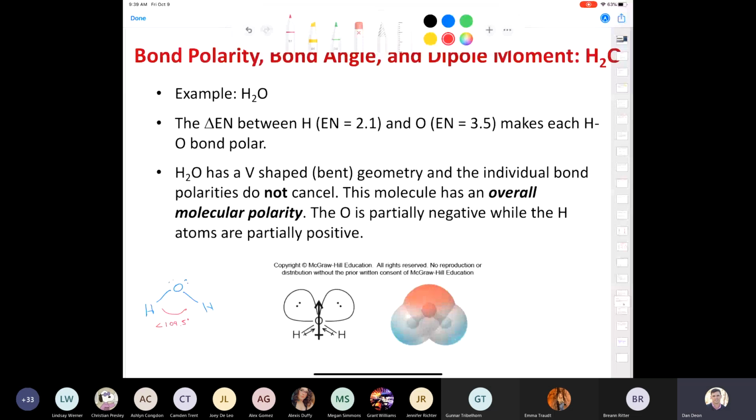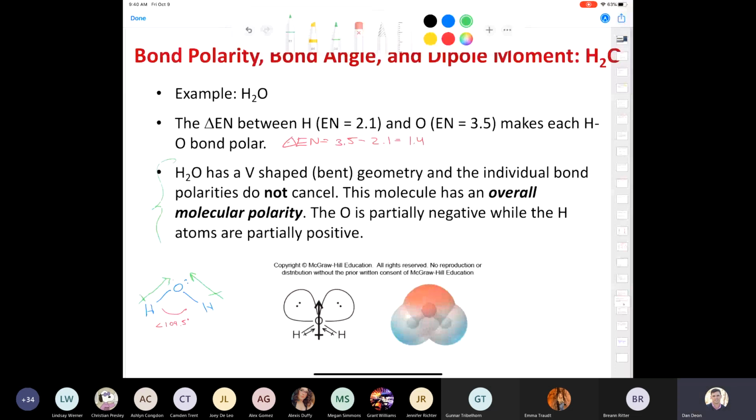Are there polar bonds in water? Absolutely there are. The difference in electronegativity between hydrogen and oxygen, 3.5 minus 2.1, is 1.4. That's a pretty polar bond. So we have two polar bonds in a water molecule. But if we take a look at them, you can see that one of them is going in this direction, and the other one is going in this direction like this.